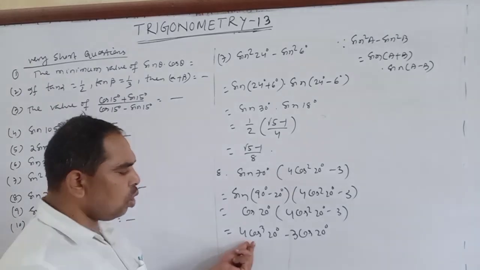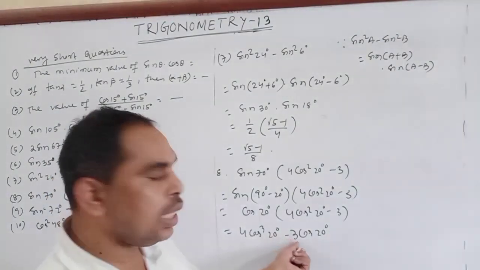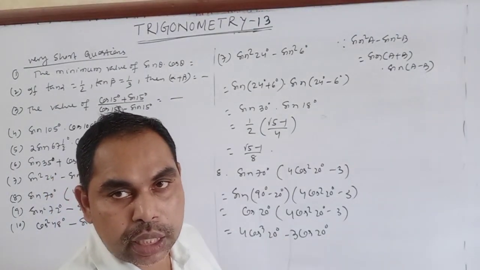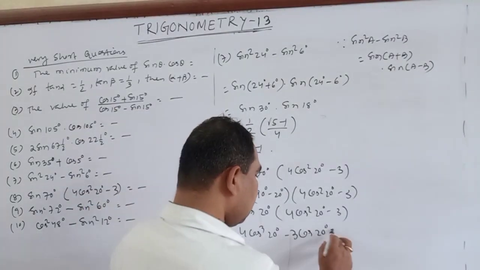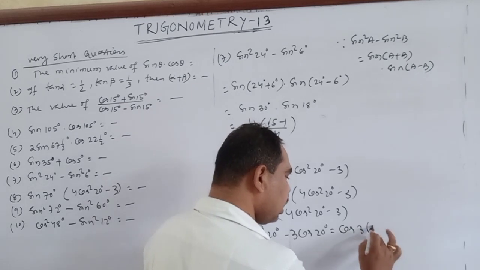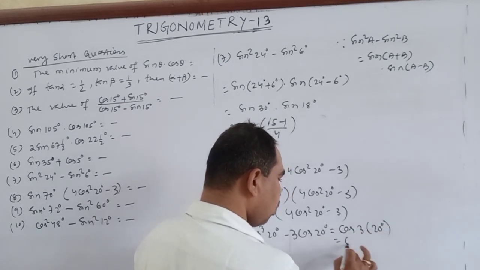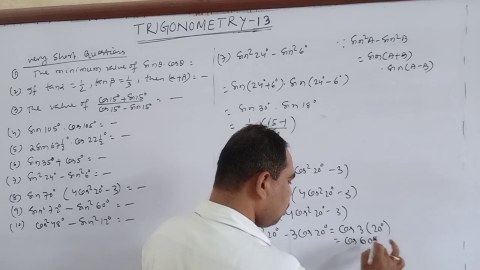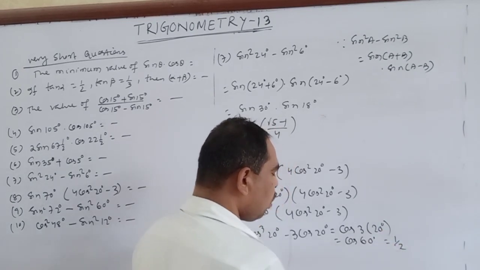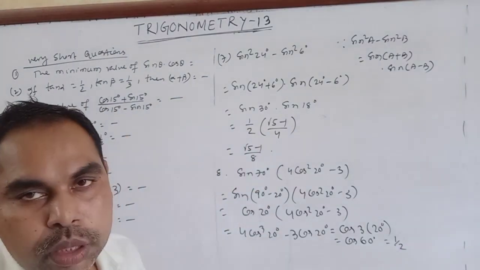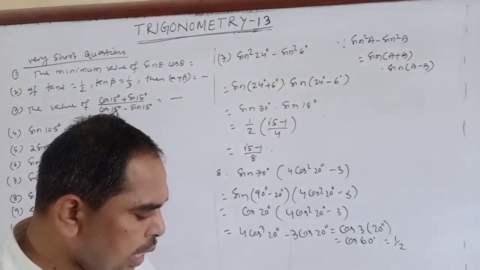So 4 cos cube theta minus 3 cos theta is equal to cos 3 theta. So it is cos 3 into theta. Theta means 20 degree. So it is cos 60. Cos 60 means half. So the value of this question is half. Okay, 1 by 2.